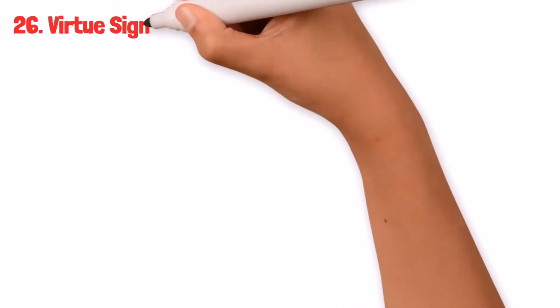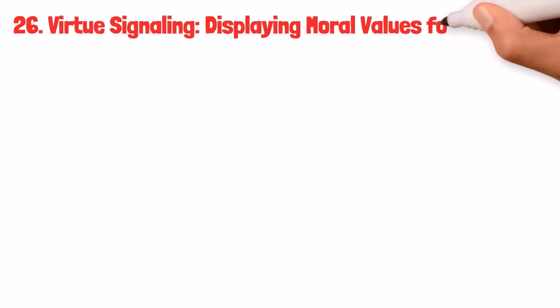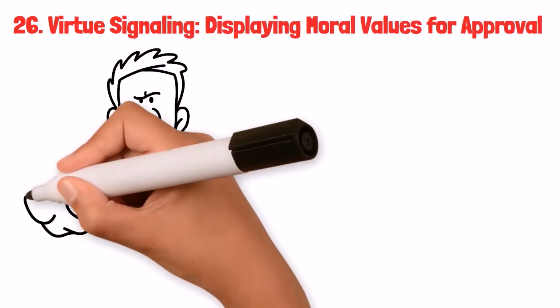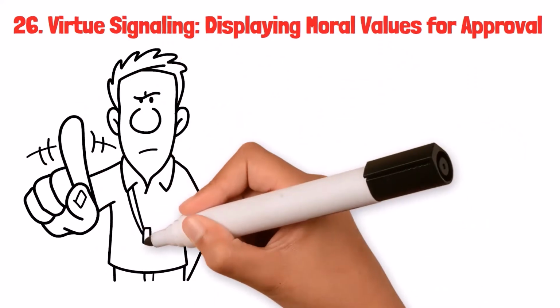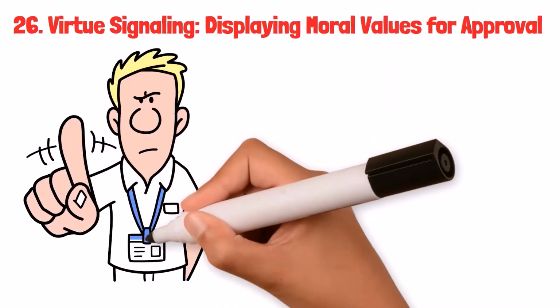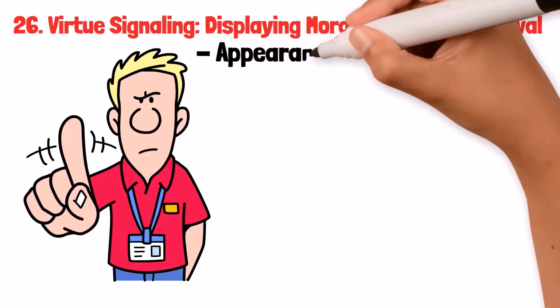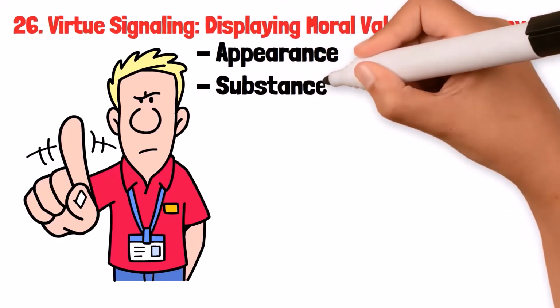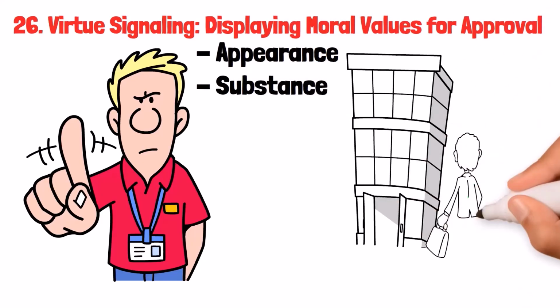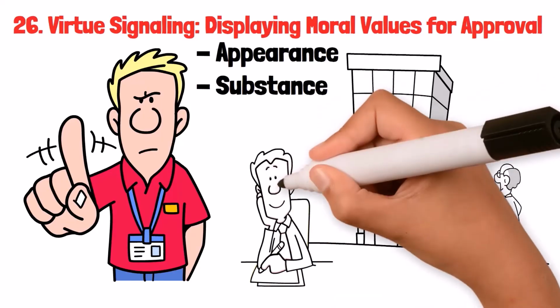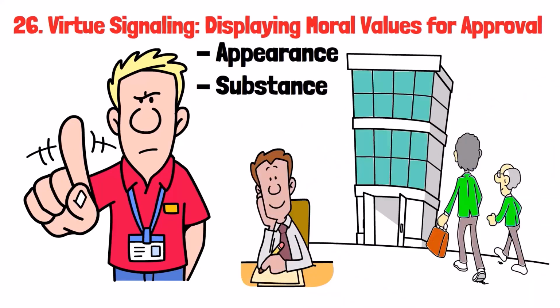26. Virtue signaling, displaying moral values for approval. Virtue signaling is a technique where individuals or organizations publicly display certain values or moral stances to gain approval or support without necessarily acting on those values. This technique focuses on appearance rather than substance. For example, a company might promote environmental sustainability in its advertising while continuing to engage in environmentally harmful practices, using the appearance of virtue to attract customers.